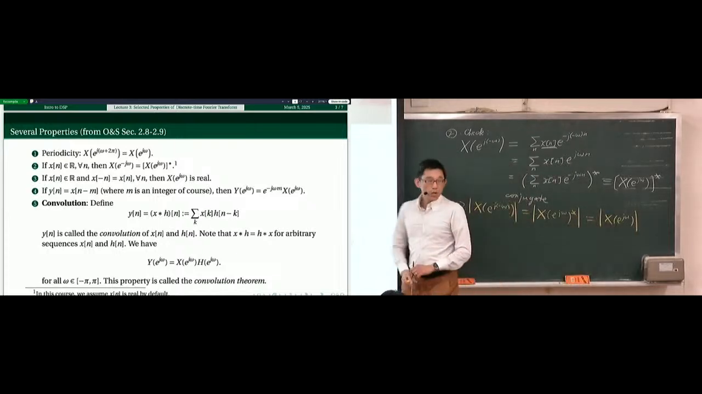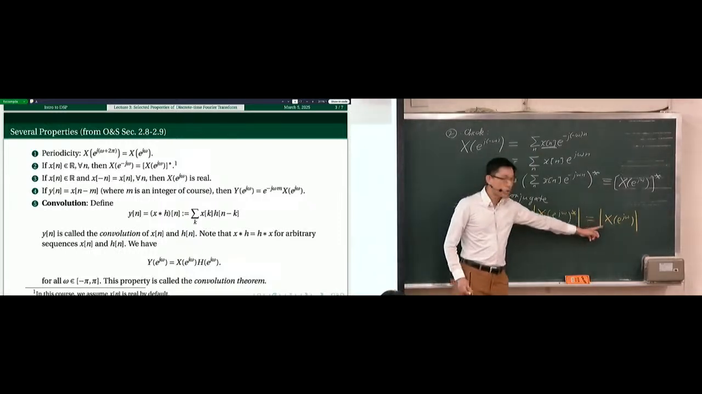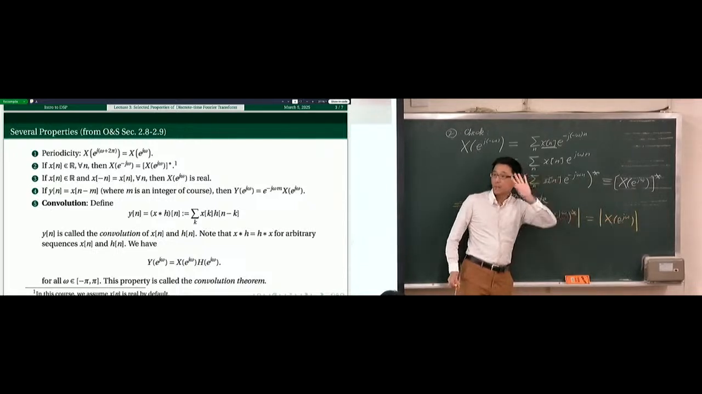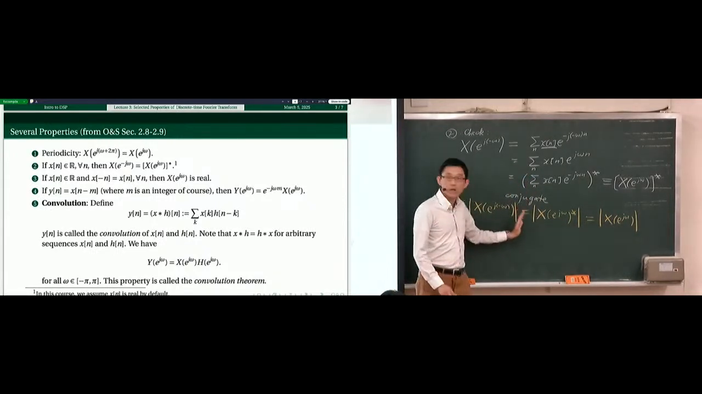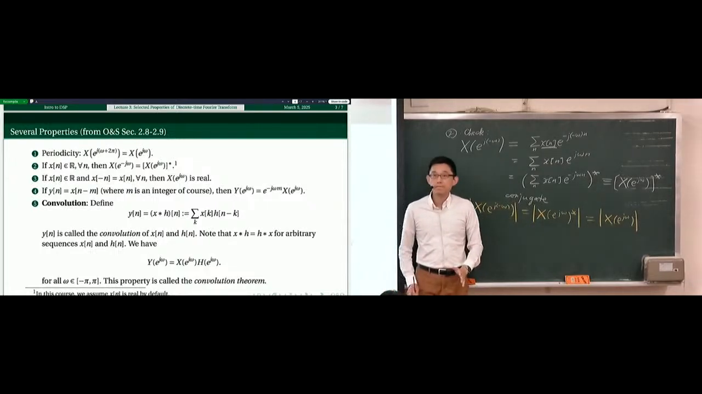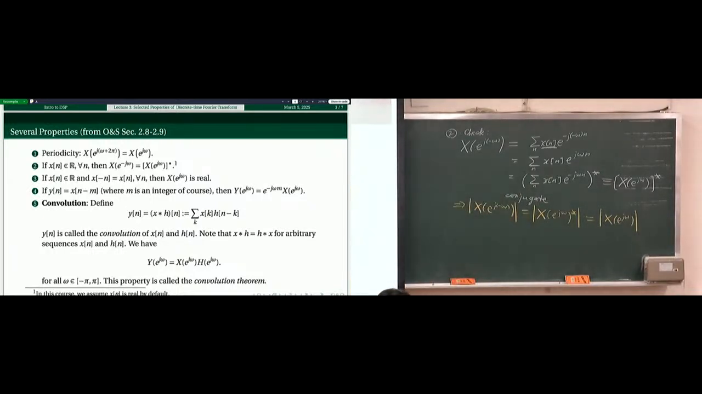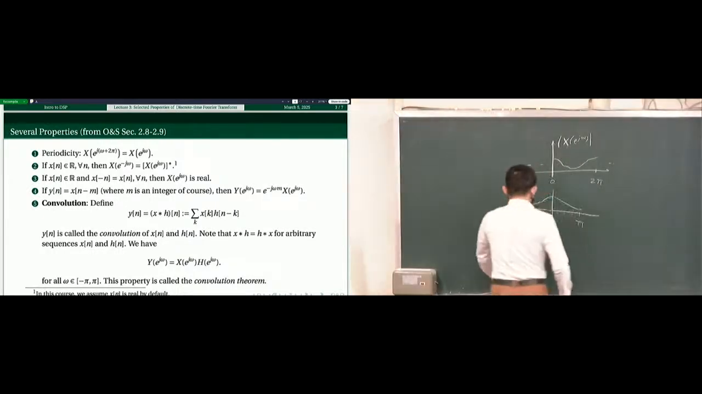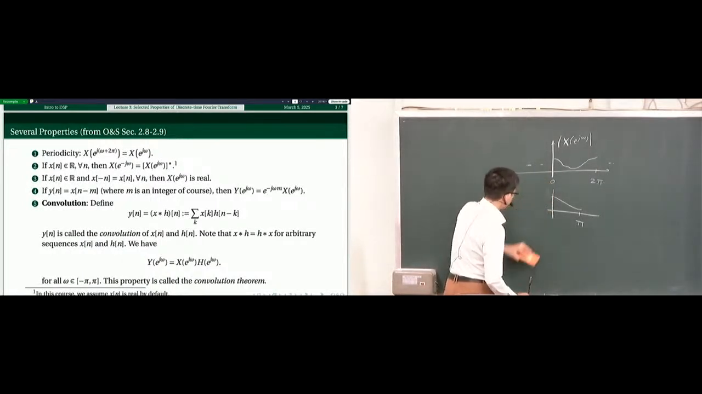Therefore, we have this, so we obtain the result. When we evaluate the magnitude of the spectrum at minus omega, the result is going to be the same as the magnitude spectrum at plus omega. In other words, the magnitude spectrum is going to be evenly symmetric. So therefore, if somebody just plots this, let me just erase.